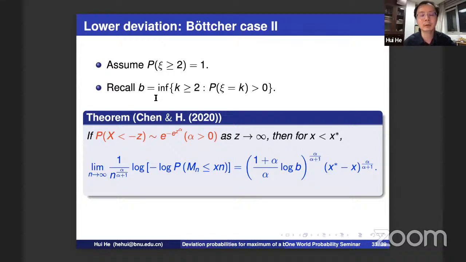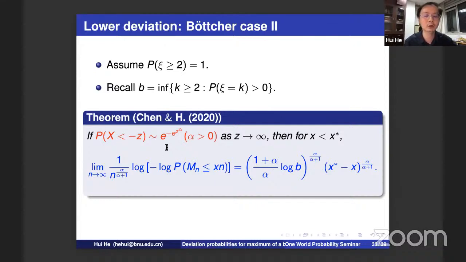That means the minimum of the possible offsprings, okay? Then we consider another asymptotics of the left tail of x, that is, the left tail of x decays double exponentially, so e to the minus e to the z alpha, for alpha positive. And then for x less than x star, you can see the lower deviation probability also decays exponentially. Okay, you take two logarithms, then you get the rate function 1 over n to the power alpha over alpha plus 1. Then you have the limit on this right-hand side.